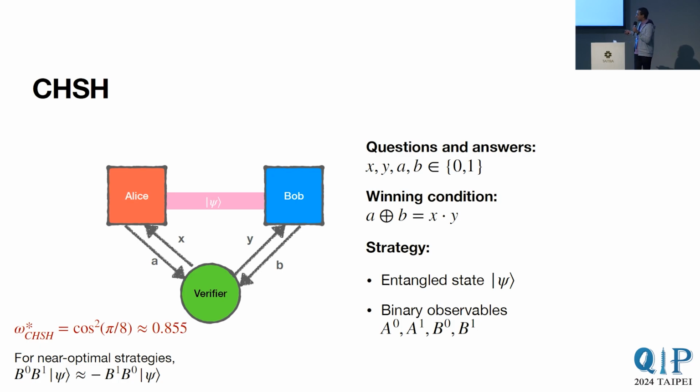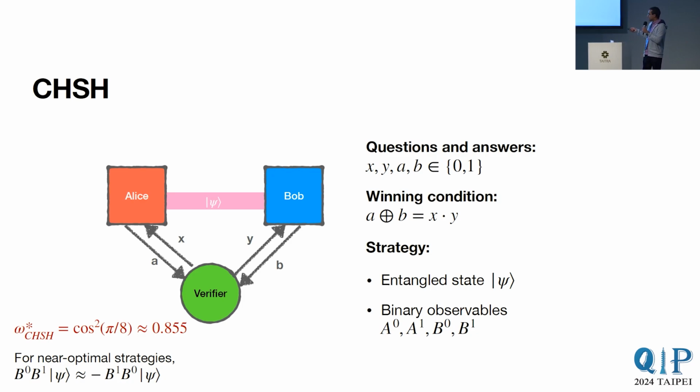It turns out that the maximum winning probability in this game is this magic number, cosine squared pi over 8. And you can show, essentially along the way, if you can manage to show this bound, that the maximum winning probability is cosine squared pi over 8, you get as a byproduct that for any strategy that's close to achieving this, the 2 binary observables that Bob holds, B0 and B1, are close to anti-commuting in their action on the state psi. So this equation holds, where the approximation is just saying that these 2 vectors are close in the 2 norm.